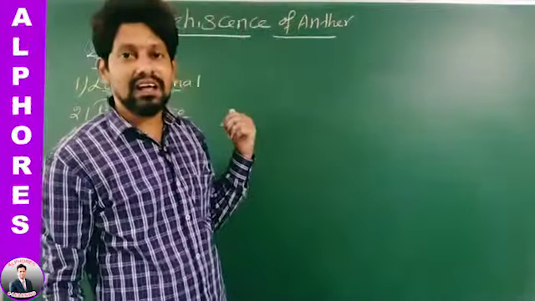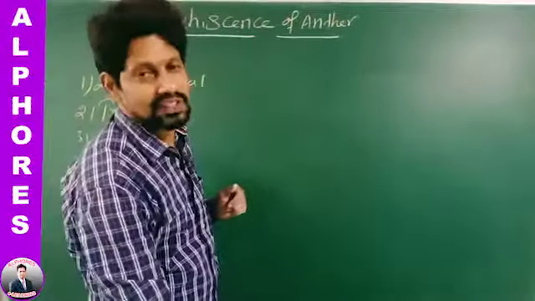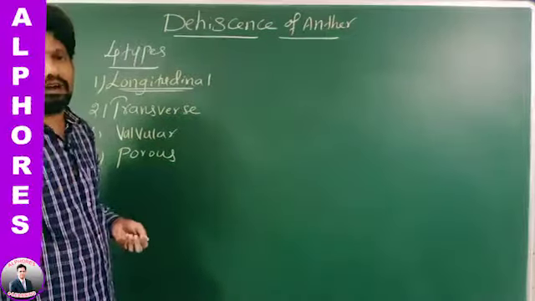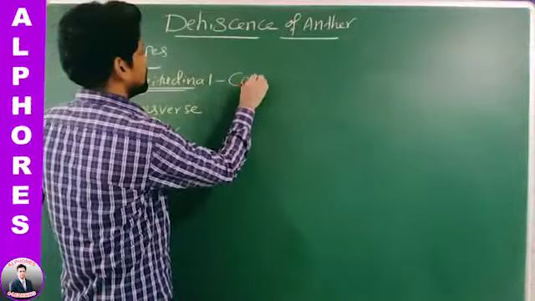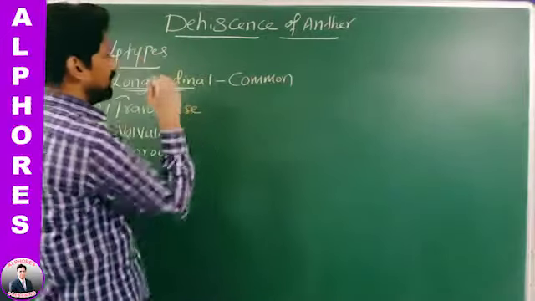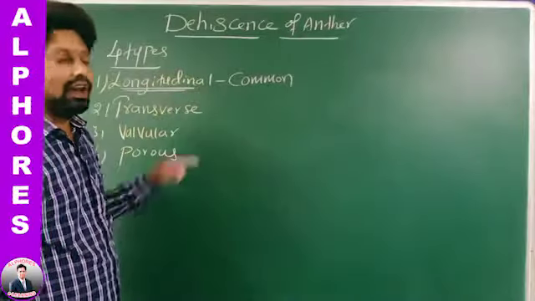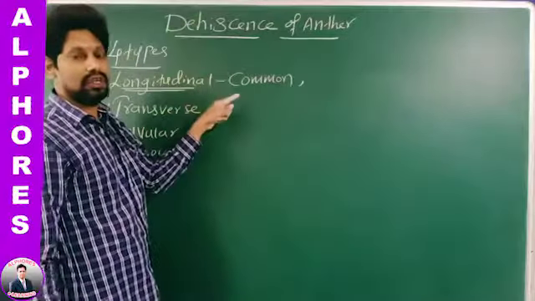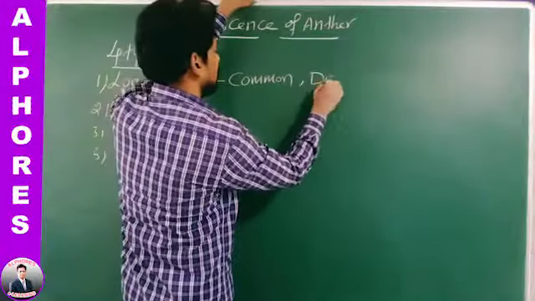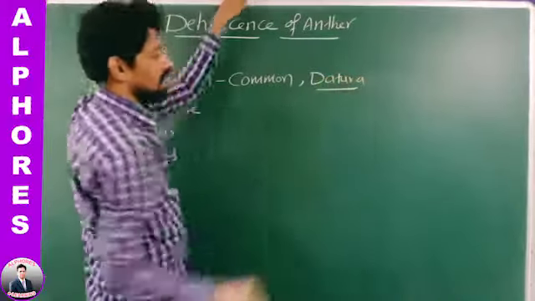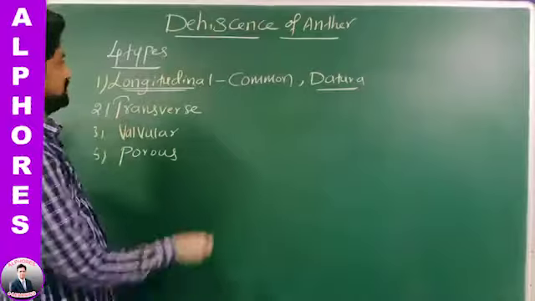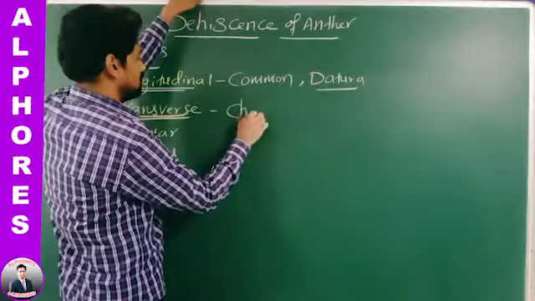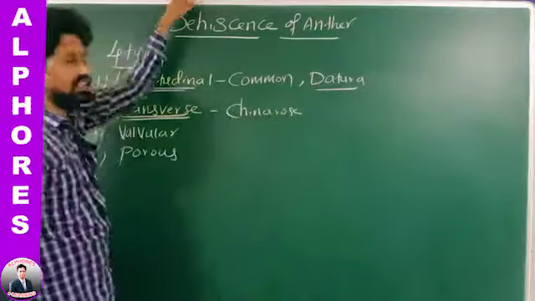Therefore, anther is dehiscing in how many ways, sir? 4 ways. What is the first one? Longitudinal dehiscence. Here, anther dehisces longitudinally. This longitudinal dehiscence is common. Longitudinal dehiscence is seen in the case of Datura. Now go for transverse dehiscence. Here anther dehisces transversely. Transverse dehiscence is seen in the case of China rose.